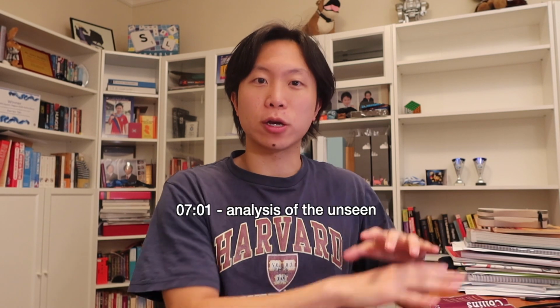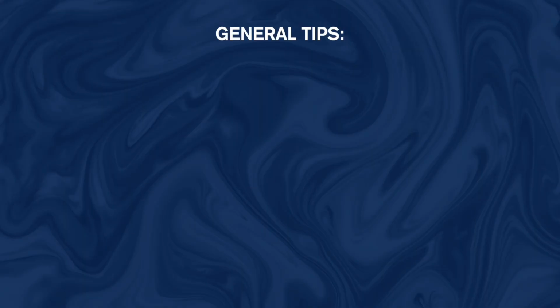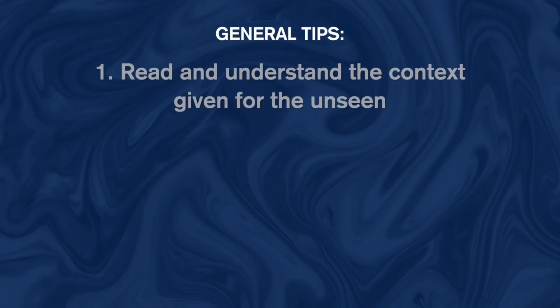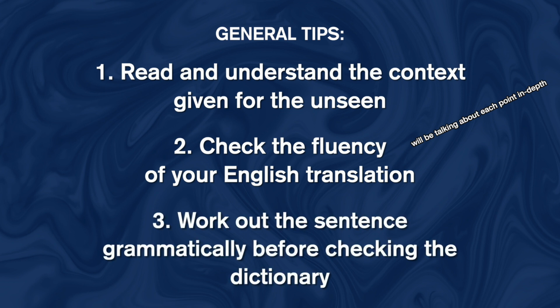I'll give them all to you now and talk about the general tips briefly, but these will be much better illustrated when I go through the actual unseen and some of the sentences in it. So you'll see the tips on your screen now. With general tips, tip 1 is to read and understand the context given for the unseen. Tip 2 is to check the fluency of your English translation. And tip 3 is to work out the sentence grammatically before checking the dictionary.